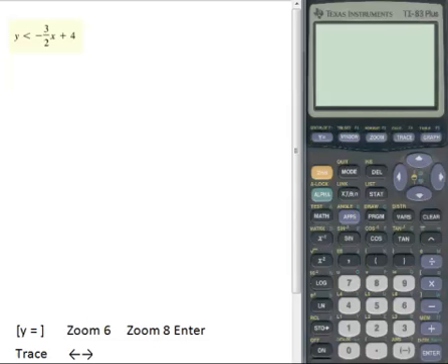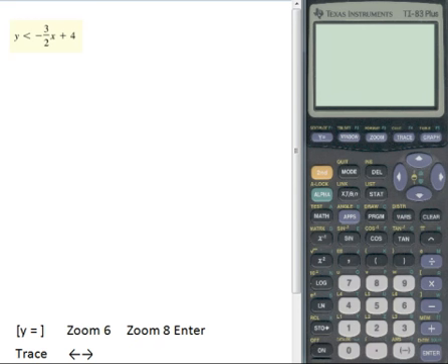Alright, now we're going to look at how to graph an inequality and the solution to an inequality on a calculator. And this is one of the inequalities from your e-text. Y is less than negative 3/2 x plus 4. Notice that y is already isolated on one side of the inequality. It is essential that that be done first because we will again be using the y equal key.